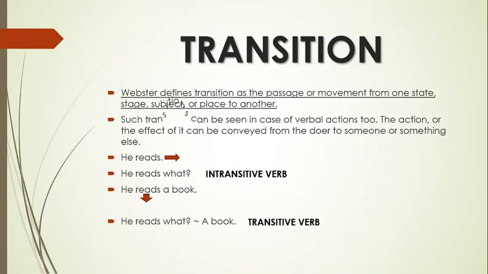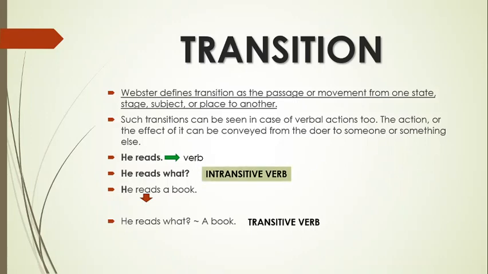Now, such transitions can be seen in case of verbal actions too. The action or the effect of it can be conveyed from the doer to someone or something else. For example, he reads. Now, here, reads is the verb, but the action of reading is limited to the doer. We only know about the subject, but we have no idea about what he is reading. So, if we ask, he reads what, we get no answer. And therefore, we can say the verb reads is used here intransitively.